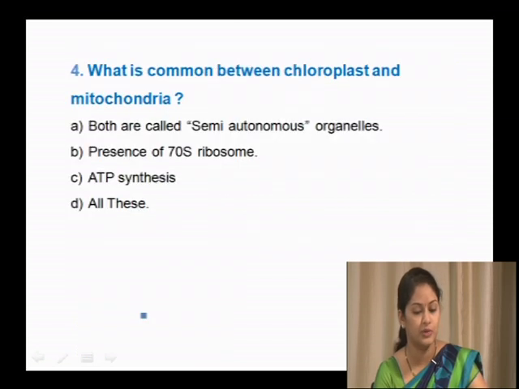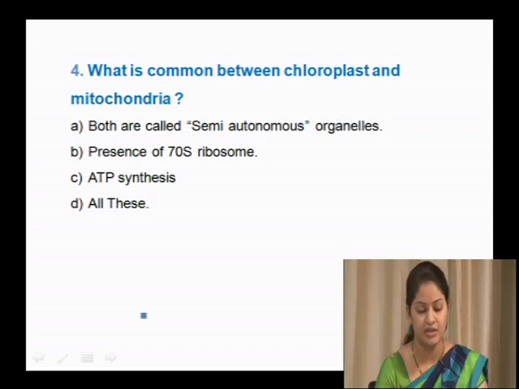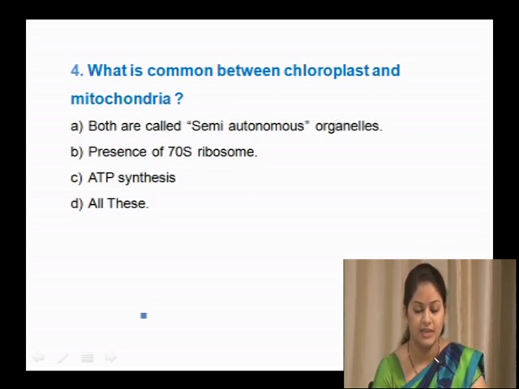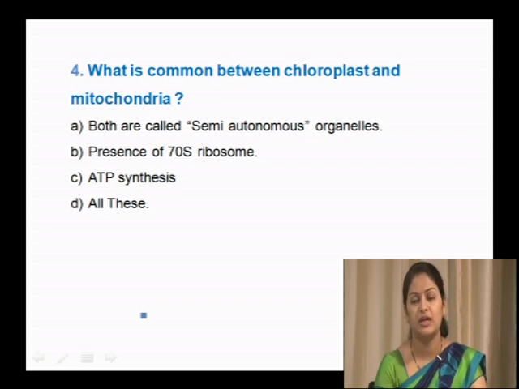Moving on to fourth question. What is common between chloroplast and mitochondria? Options come here. A. Both are semi-autonomous organelles. B. Presence of 70S ribosome. C. ATP synthesis. D. All these. In the previous synopsis sheets, we have understood that the common nature between chloroplast and mitochondria is that both of them are double membrane bound organelles just like nucleus.